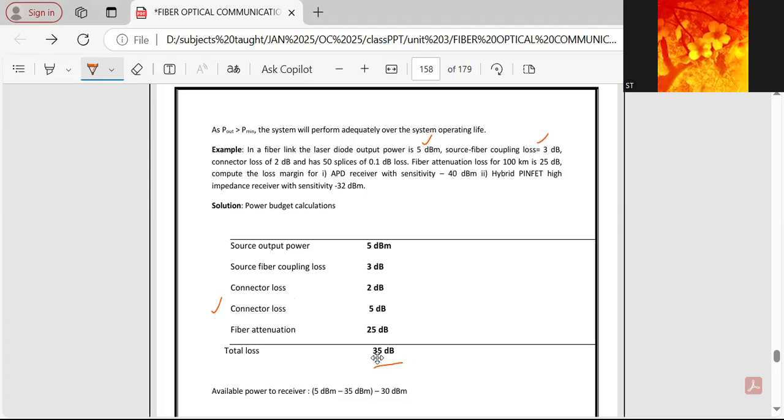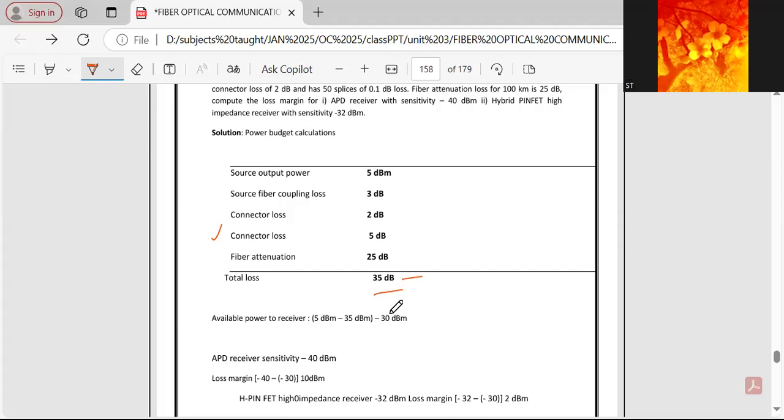So first we have calculated the total loss. It comes to 35 dB. Then the total output power is 5 dB. So what is the available power to the receiver? Total output power minus total loss. This will give the available power to the receiver, and it is around minus 35 dB.